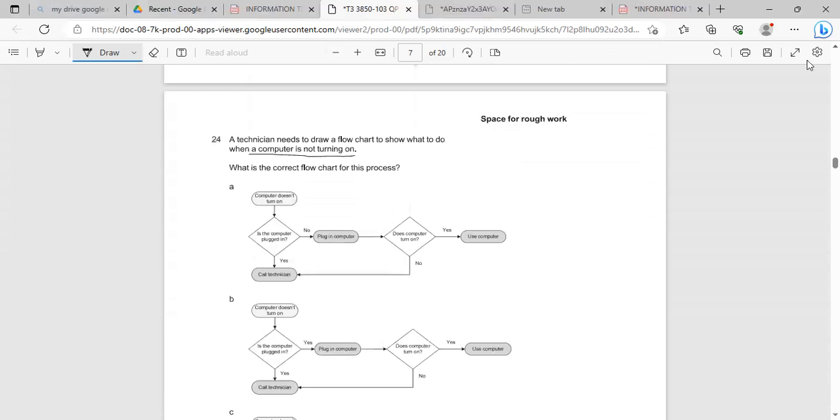All right, so A says computer doesn't turn on. So boom, does the computer turn on? No. Plug in the computer. You plug it in. Does the computer turn on? Yes. Use the computer. All right, boom. If the computer doesn't turn on, no, then you call the technician. So A would be the best answer.